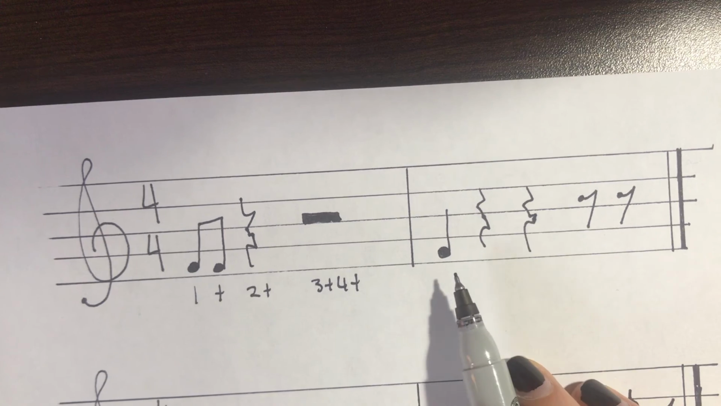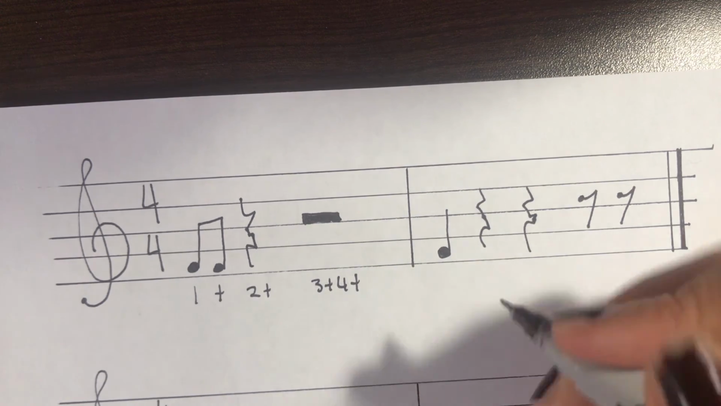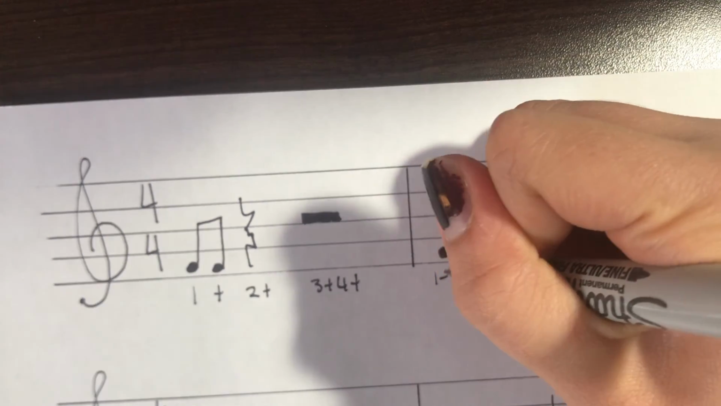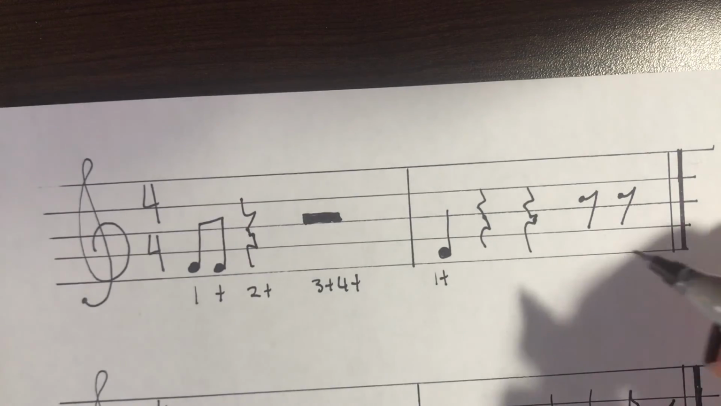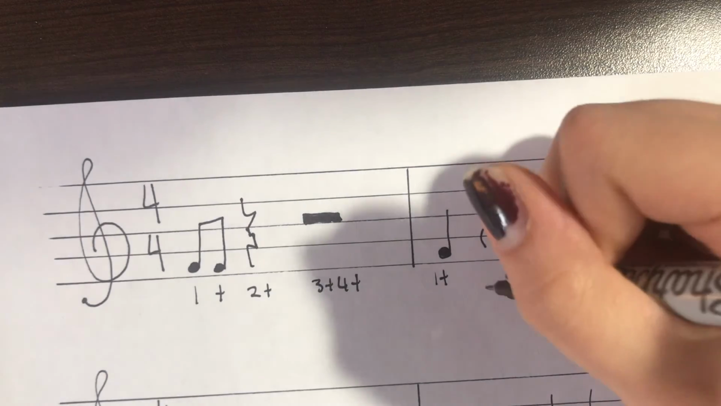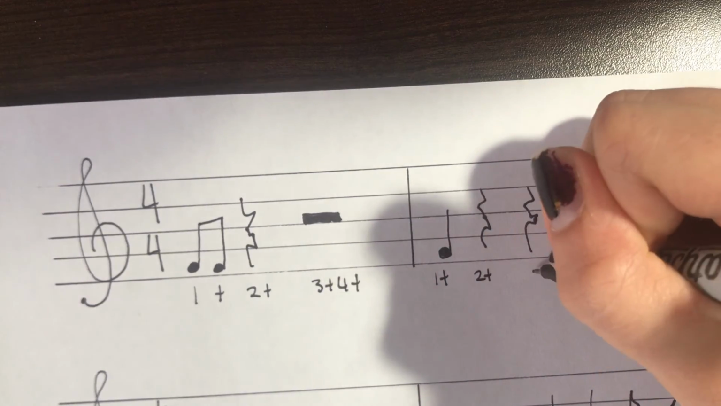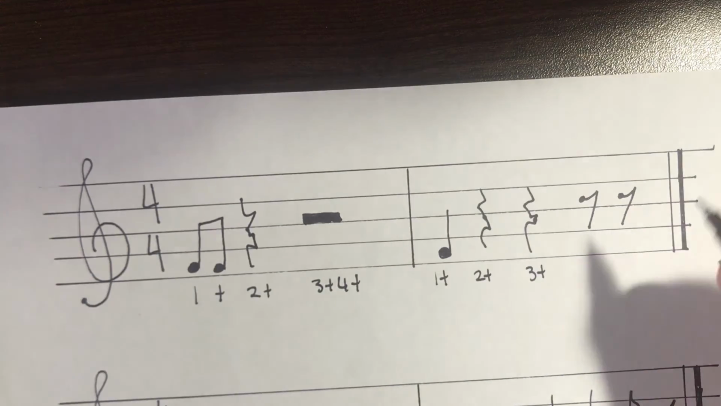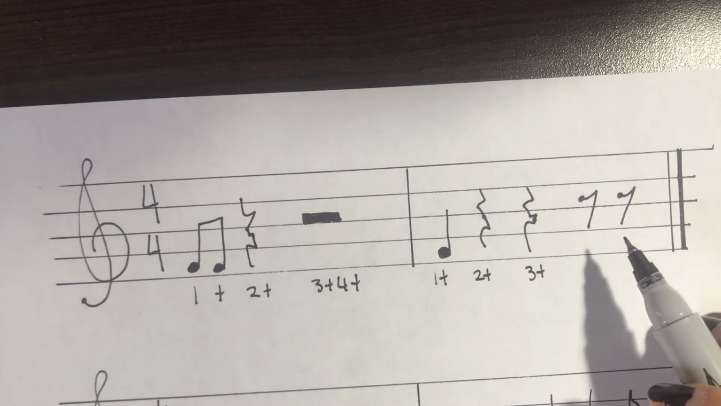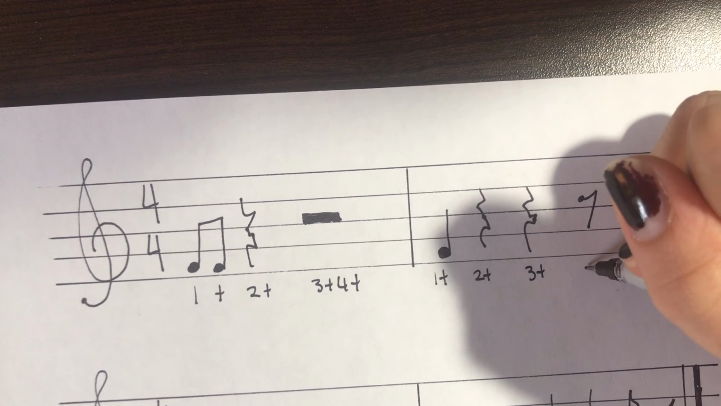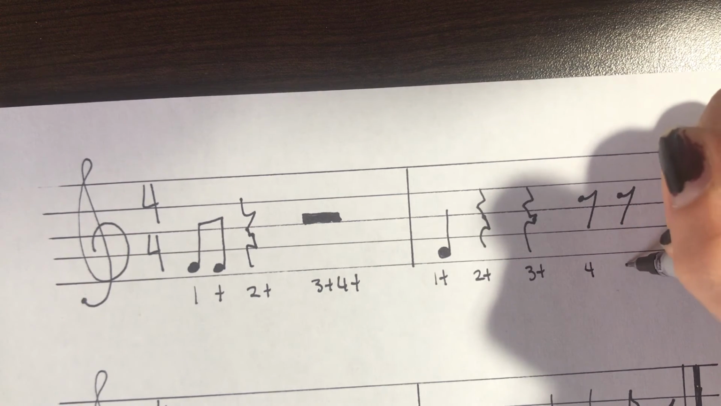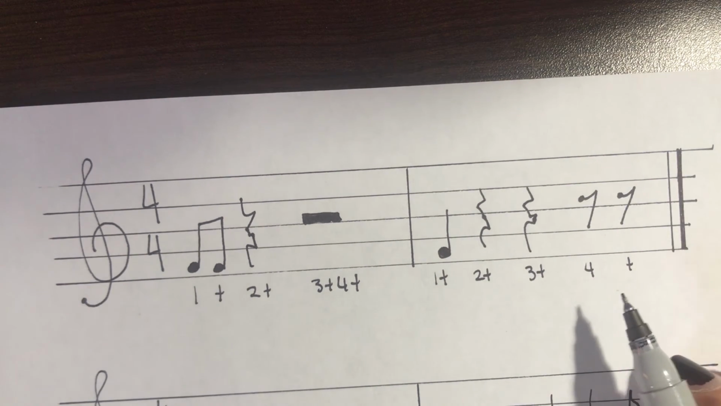Over here, for our quarter note, we have 1 and for our 2 quarter note rests, we have 2 and 3 and here for our 8th note rests, we have 4 and.